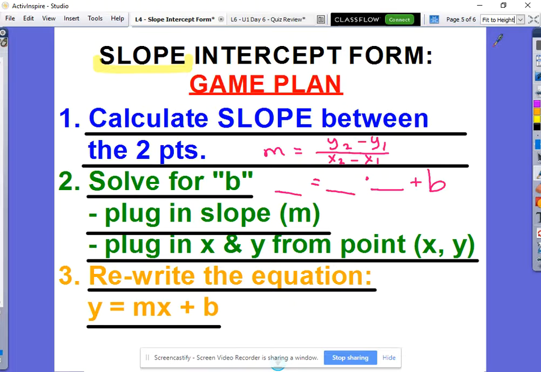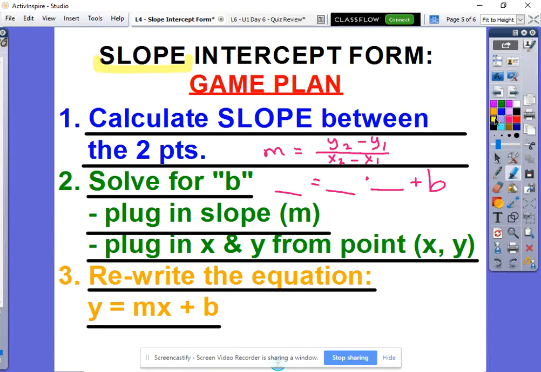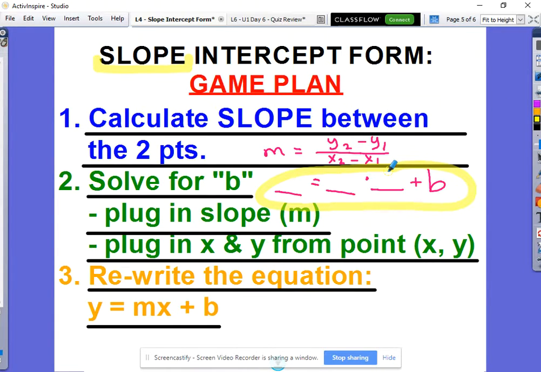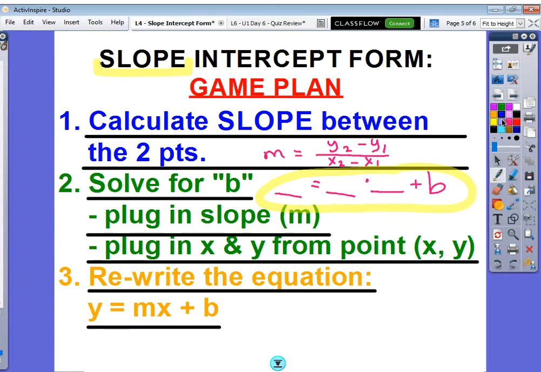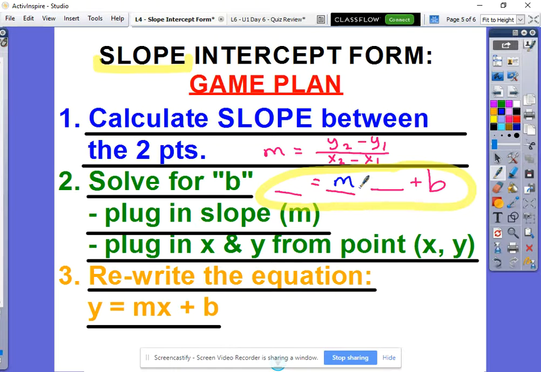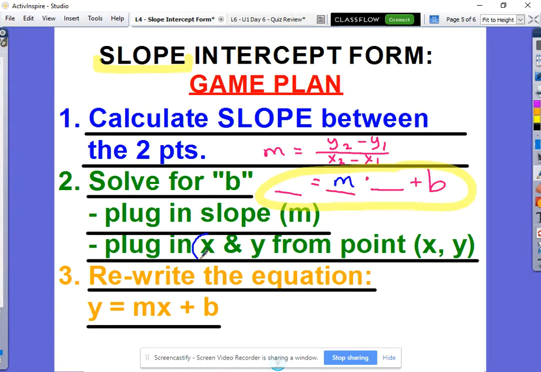And when you're solving for b, you're going to use this setup that I've got over here on the right-hand side to do blank equals blank times blank plus b. And you'll see me use that here in just a moment. So what we're going to do is plug slope in, and that's what's going to go in the middle blank. You're going to plug in your slope, whatever number that is, and then you're going to plug in x and y. And your x and y come from one of your points.